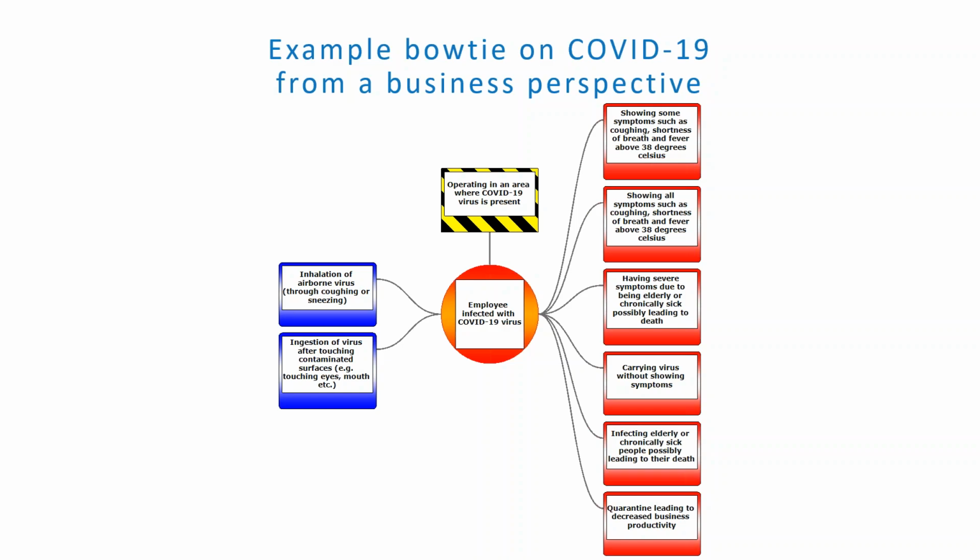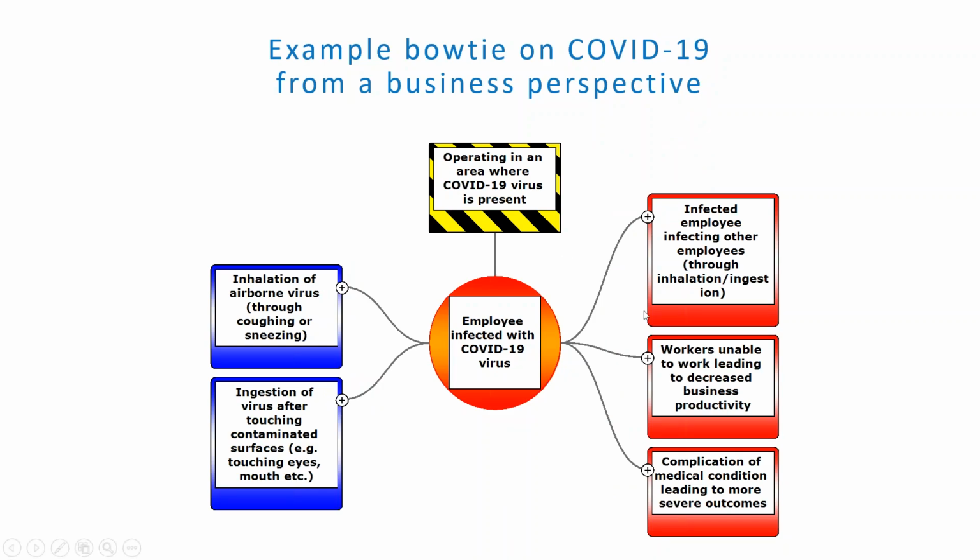And this is actually what you do with building bowties after you've created a top event and a hazard together. You start to come up with a lot of threats, a lot of consequences, and thereafter you narrow down what's relevant for you. So eventually we said, okay, what it's all about is that we will have more infected employees, and this is what we're trying to prevent. So it's our consequence. Another one was the workers being unable to do their work, so you will have decreased business productivity. And the third one was maybe indeed a complication of medical conditions, so your people are getting really sick. These were eventually the three consequences that we were trying to prevent.